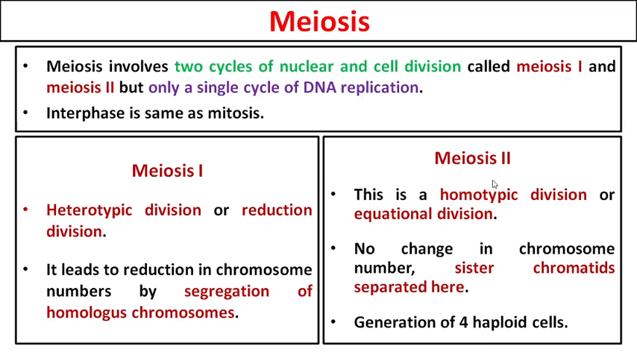And meiosis 2 is the same as mitosis. It is called homotypic because both the cells will get an equal amount of DNA, or equational division. There is no change in chromosome number and the sister chromatids are separated here. See, this is the major difference. In meiosis 1, the homologous chromosomes are getting separated, while in meiosis 2, the sister chromatids are getting separated. This leads to generation of 4 haploid cells in total. You will understand this better when we start discussing it in detail. Let us begin with meiosis 1.